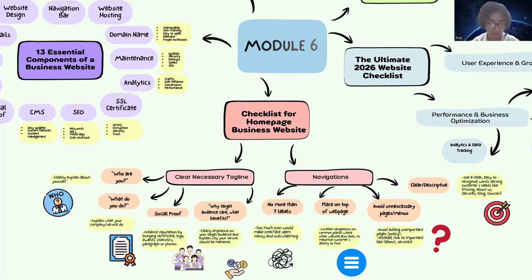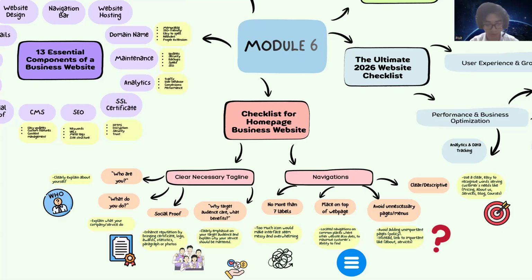And lastly, try to keep your website descriptions clear, because using clear and easy-to-recognize words helps customers see what they want to know. For example, what the pricing is, what About Us is, what the services are, what blogs you have, or even the courses you provide. So that's pretty much it for the homepage checklist.